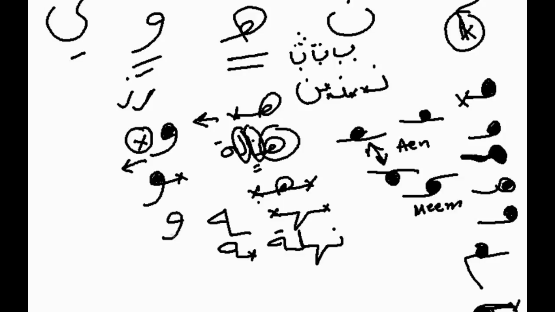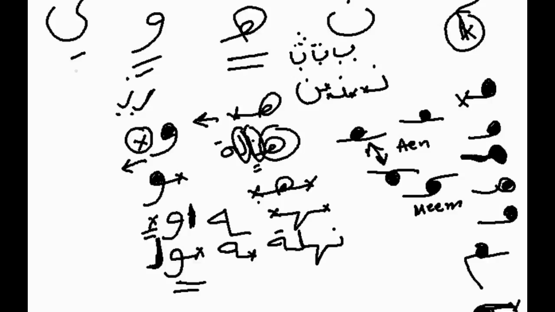So waw at the beginning of the word will be like this, absolutely no connection at the end, and of course no connection at the beginning because it's the letter that starts the word. In the middle, waw will be like this, only a connection from one side, and here there will be no connection. So the letter that starts after the waw will look similar to the beginning of the word, just like R and Z. Then at the end of the word also it will look the same, like this.